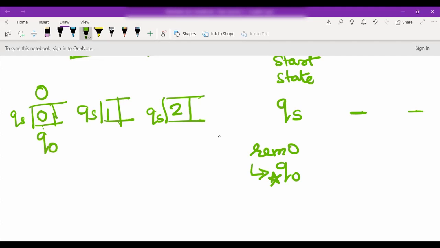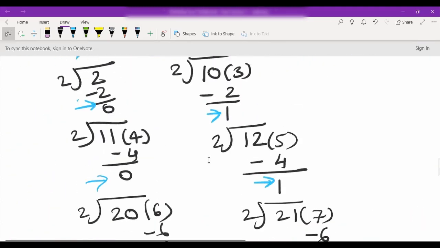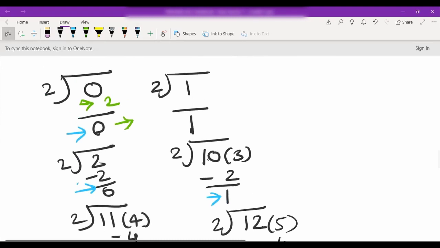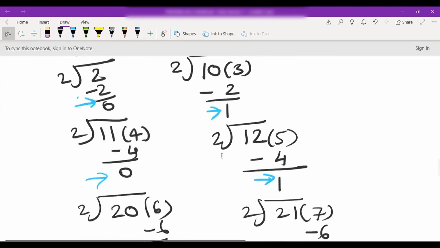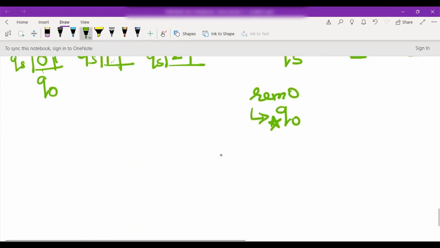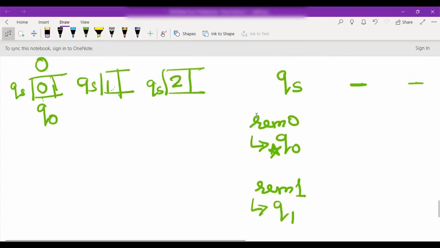Now, from QS, when we read a single bit, we have generated a string representing ternary number 1. What was the case in ternary number 1? In ternary number 1, we got the remainder 1. So we will write here that we are getting remainder 1. To this remainder 1, we are giving the TCS name Q1. So what is this case? Whenever we are having string 1, we are getting the remainder 1 and we are going to the resultant state Q1.